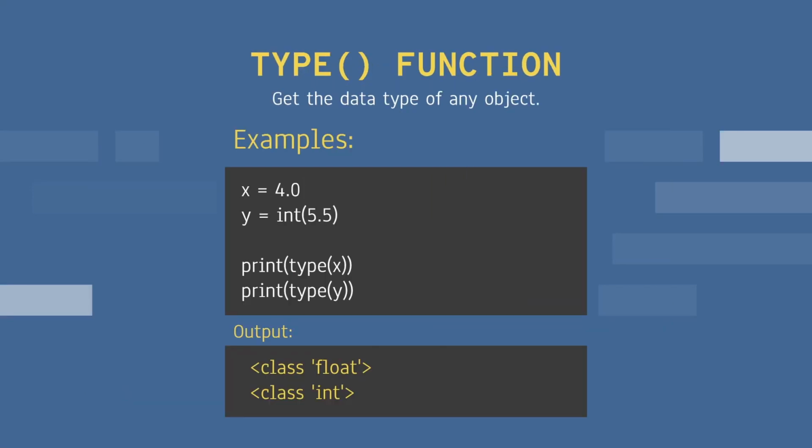In order to get the type of a variable, we can use the type function. So as you can see, when we use the type function on x and y and print the result, the output is the data type of the variables.